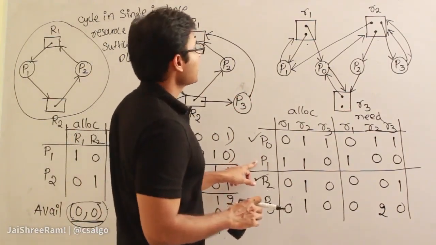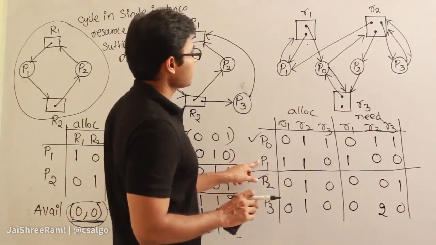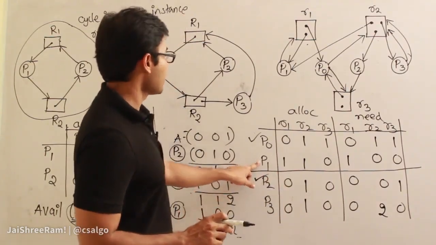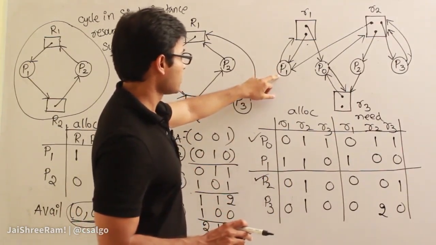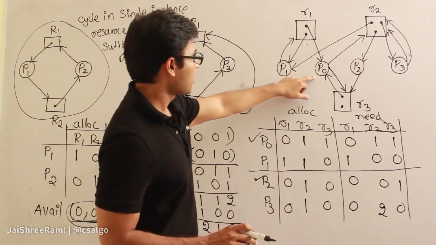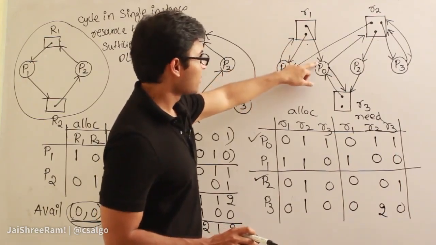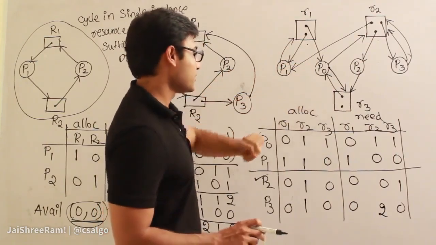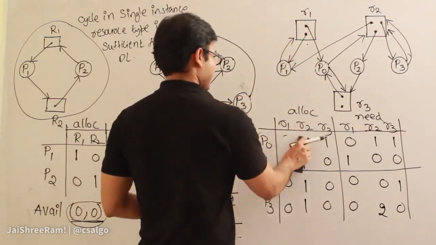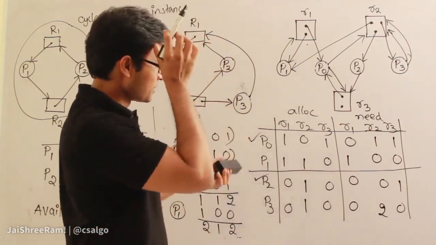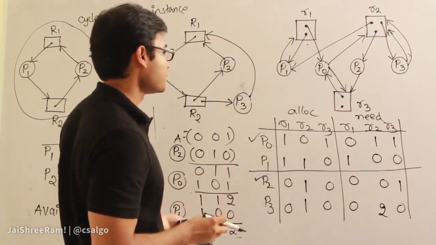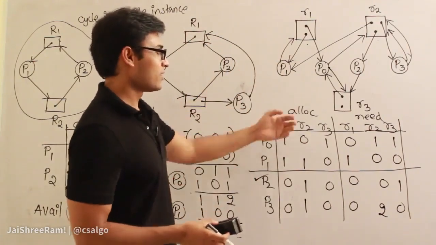And what about P1? Let me just verify it one more time. P1 has to be allocated one instance. Oh wait, P0 is allocated one instance of R1 and one instance of R3. It is right only. Okay, can you do it? Shall I leave it here? Let me see if I could finish it. Otherwise, you do it. It is really confusing for me, copying there from here.